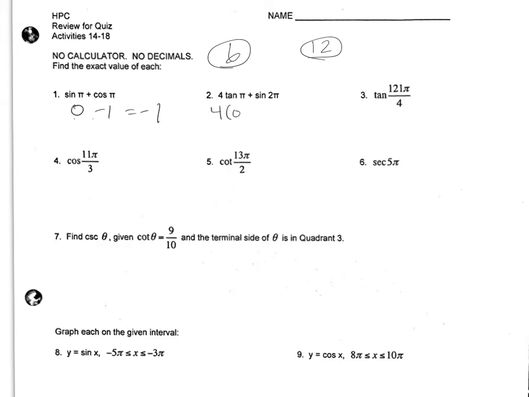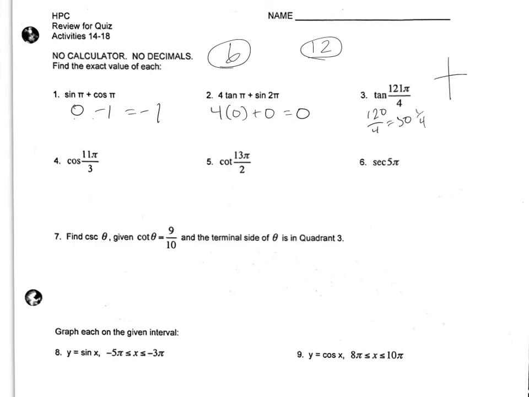Pi is flat, so the slope is 0. The sine of 2 pi is also 0, and so 0 plus 0. Now, for numbers that are larger than 1 rotation that you don't really know, just try to break it down. This is a fraction, obviously, so we can't really divide 121 over 4, but you can divide 120 over 4, and that's 30. So basically you're dealing with 30 and 1/4.